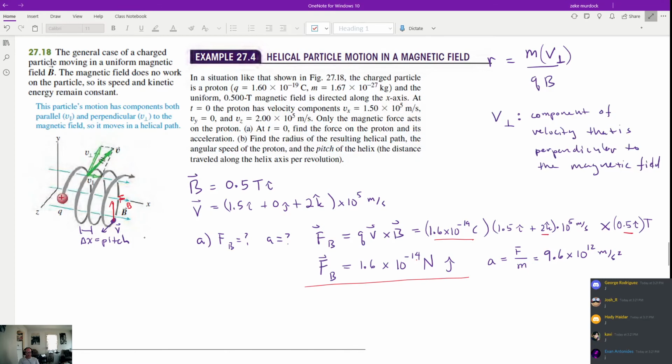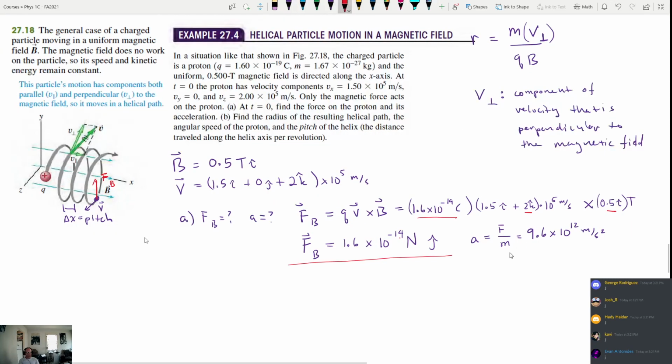Okay, so that's our acceleration there. Those are the answers to part A. Hopefully there's no questions about that. If there are, save them for the break. Part B: find the radius of the resulting helical path, the angular speed, and the pitch.